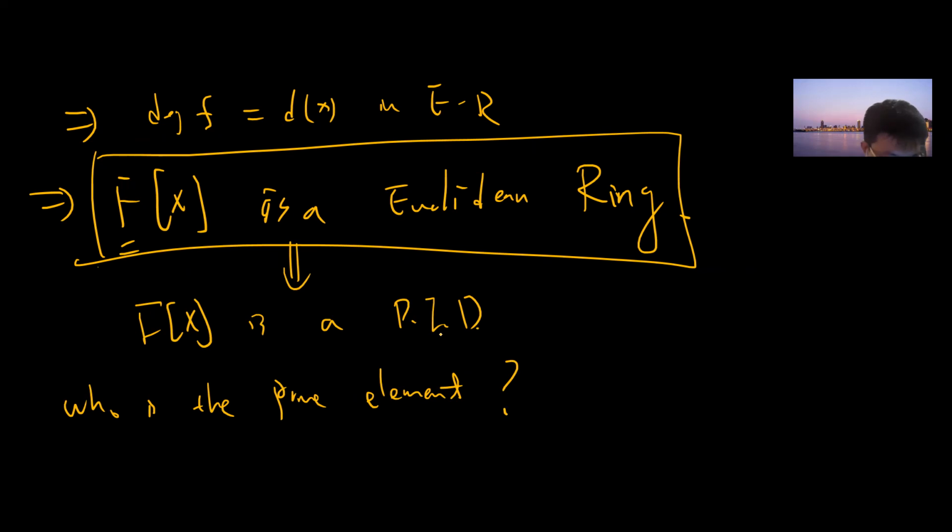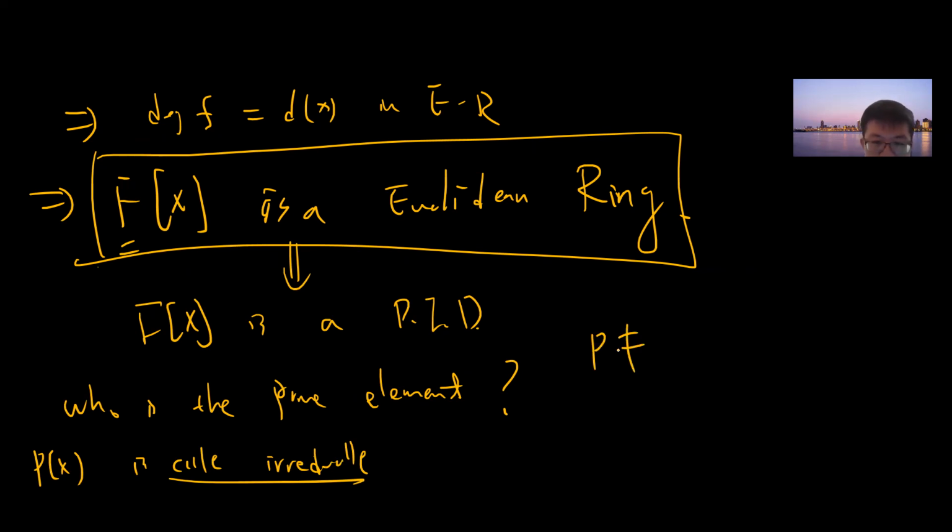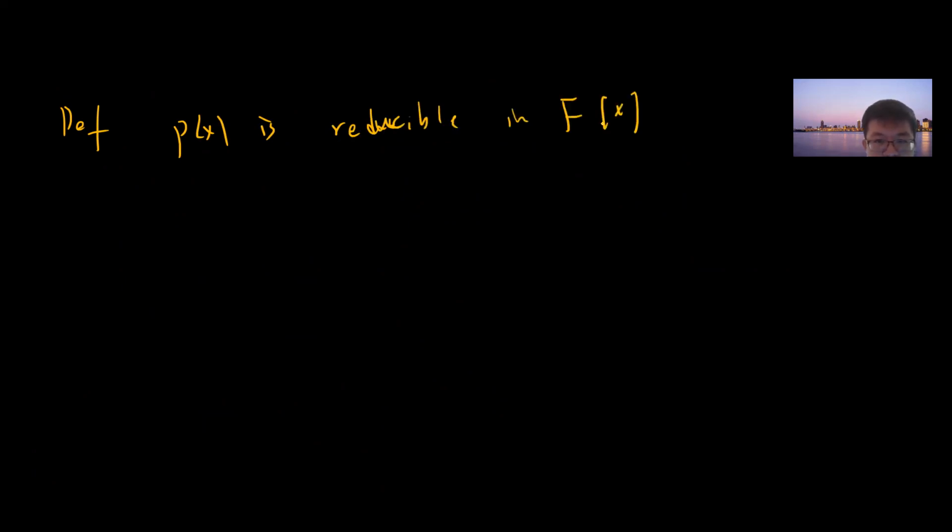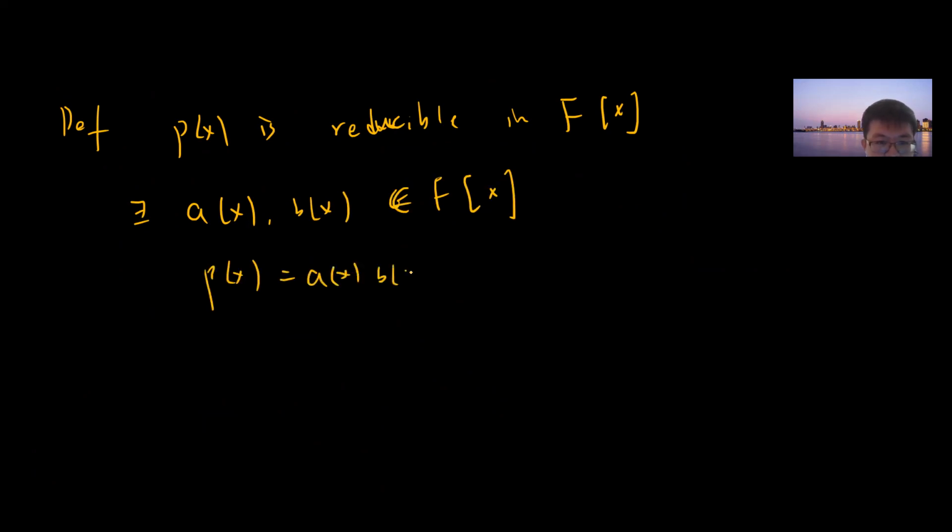Okay, so this is not easy, right? But let's define. I define P of X to be called irreducible. Let's say P of X is irreducible in the field F of X, which means that there exist A of X and B of X, both in the polynomial ring, such that P of X is A of X times B of X, and the degree of A is greater than 1, and the degree of B is greater than 1.